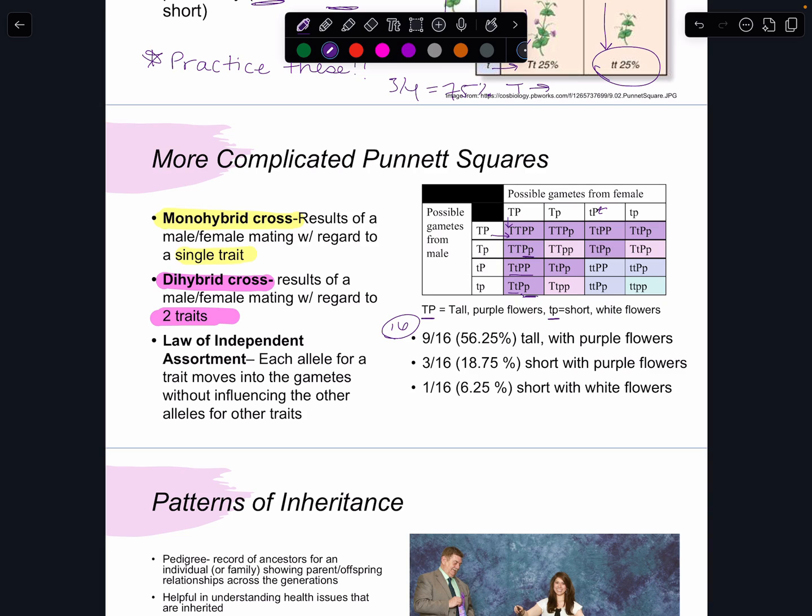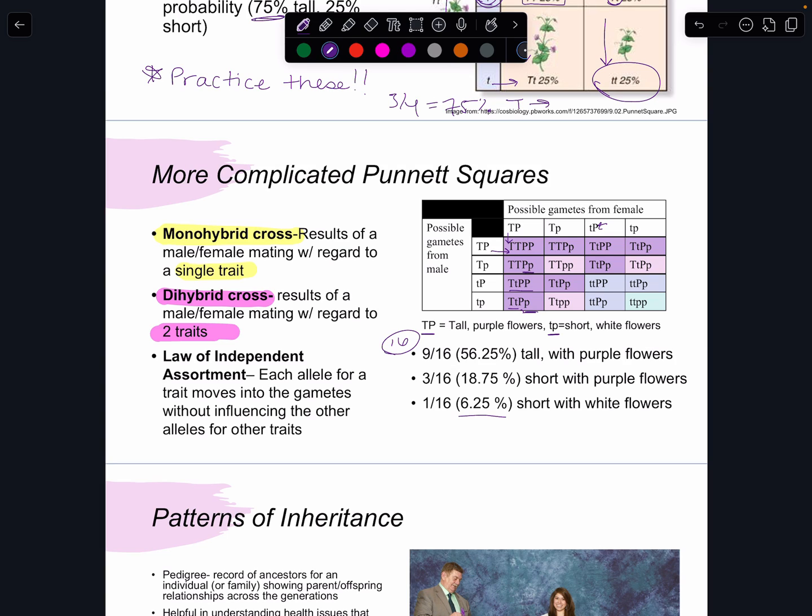And then you count how many are going to express tall with purple flowers, how many are going to express short with purple flowers, and then how many will express short with white flowers, and you calculate the percentages that way. You guys should be able to calculate percentages. If not, send me an email.